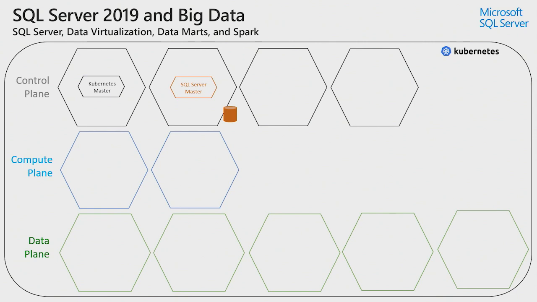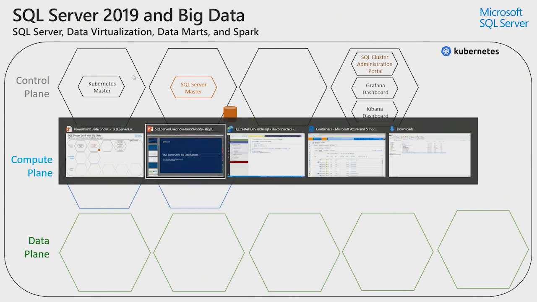But wait, there's more. You have to look at this thing, right? There's some way you've got to look at it. And so what we've done is, the orange thing you can see, we wrote a cluster administration portal. And then we use a couple of open source products, Grafana and Kibana. You want to see it? Sure. I love showing stuff. All right, let's go to here.